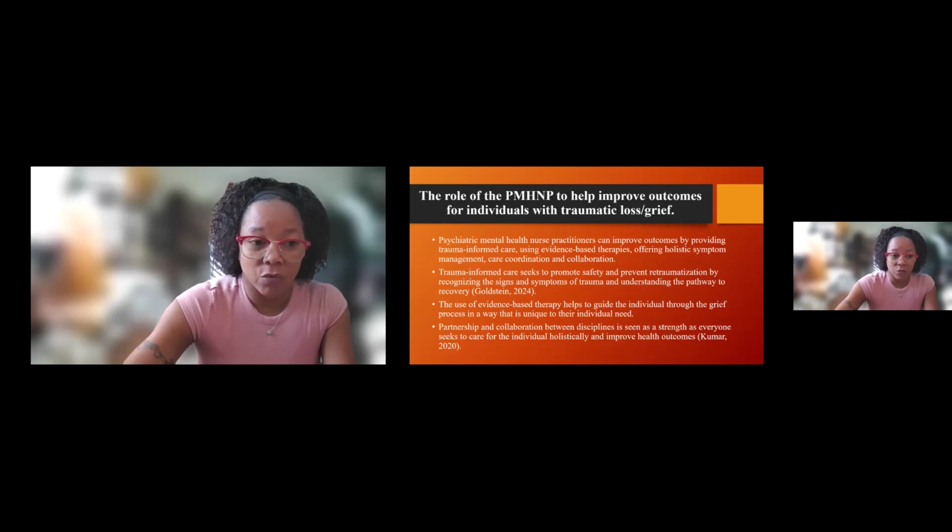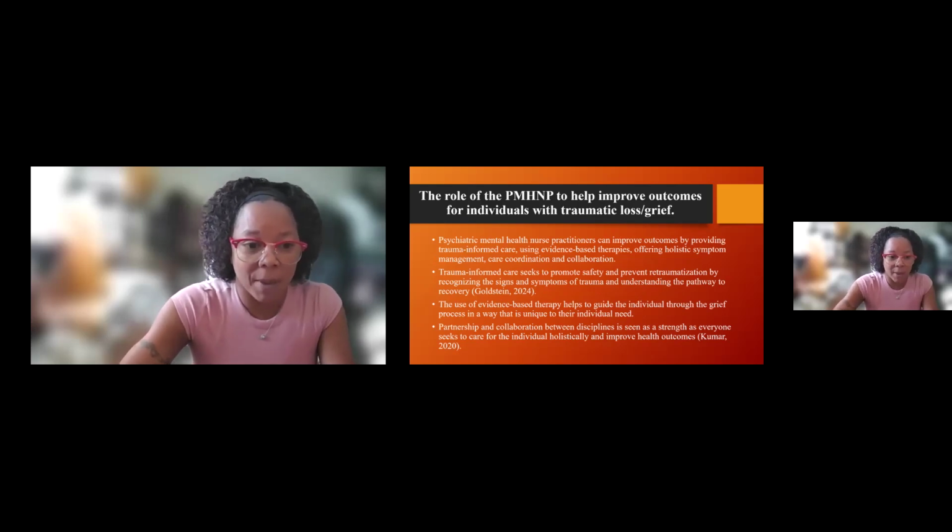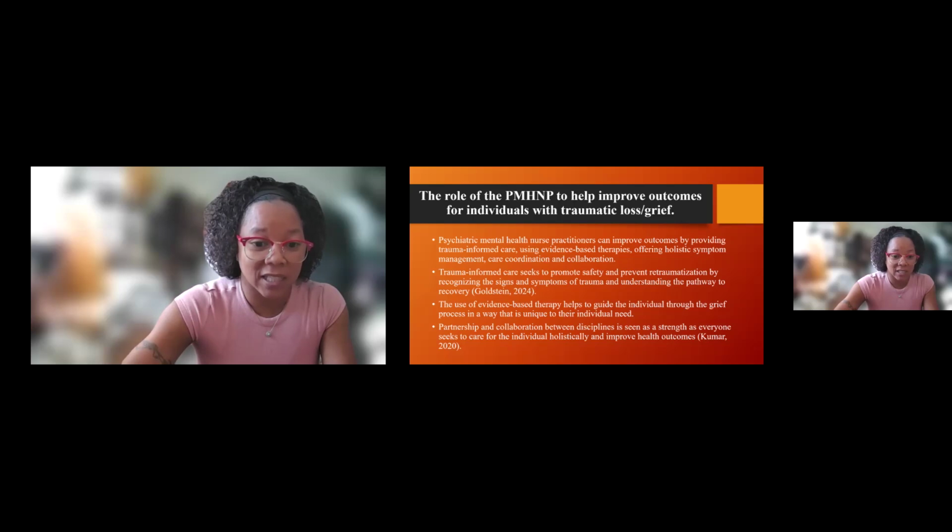The role of the psychiatric mental health nurse practitioner can improve outcomes by providing trauma-informed care using evidence-based therapies, offering holistic symptom management, care coordination, and collaboration. Trauma-informed care seeks to promote safety and prevent re-traumatization by recognizing the signs and symptoms of trauma and understanding the pathway to recovery. The use of evidence-based therapy helps to guide the individual through the grief process in a way that is unique to their individual needs.